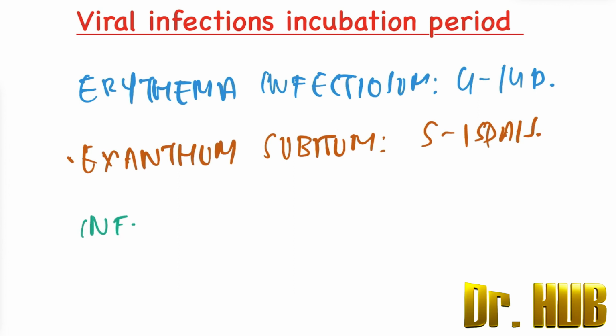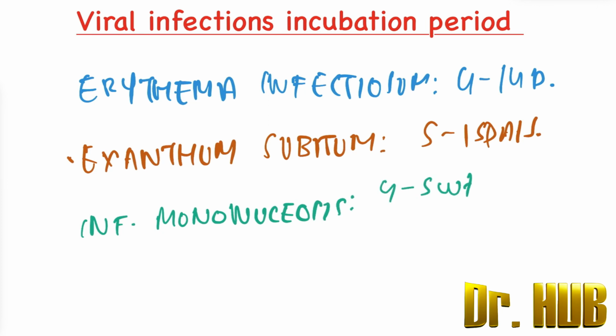Then comes the infectious mononucleosis. So under infectious mononucleosis, the incubation period is about 4 to 5 weeks.